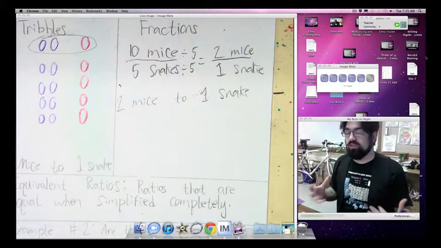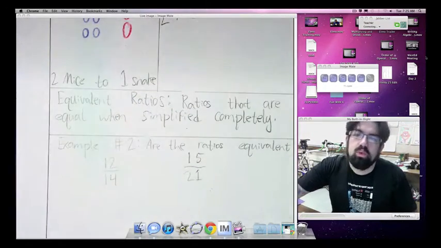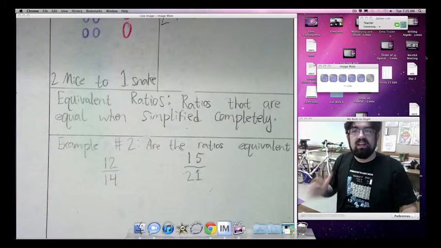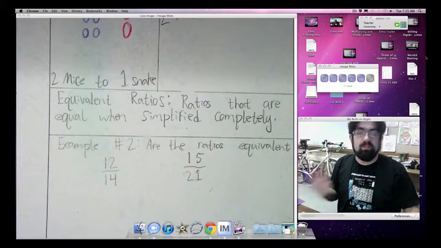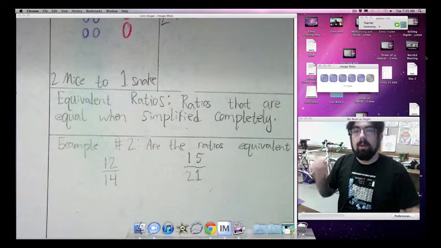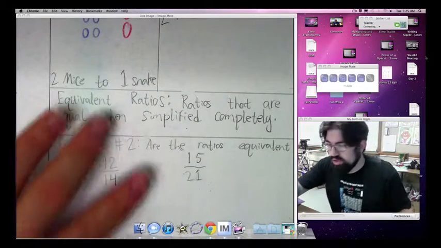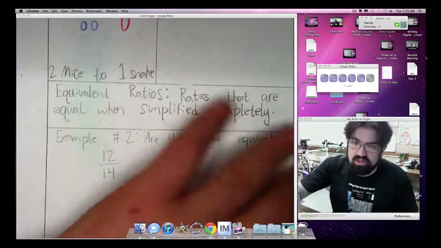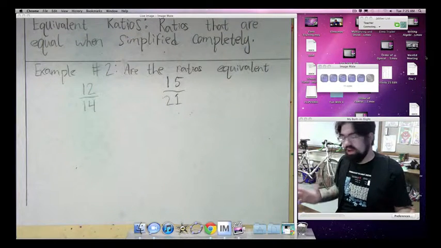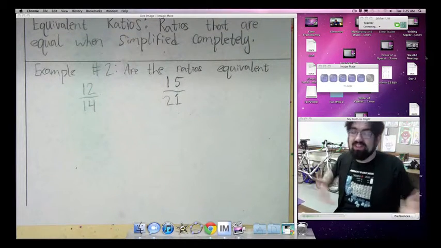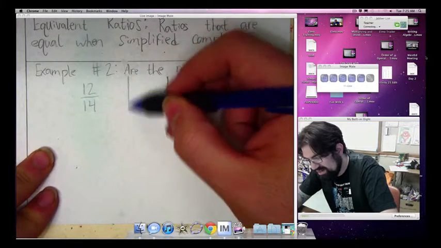There is one also last little vocab word that we need to talk about, and that is equivalent ratios. That is having ratios, like any number of ratios. It doesn't have to just be 1. It could be 2 of them. It could be more than 2. But when I simplify them completely, they have to be equal. So, like if I'm looking at the ratios in like example number 2, just flat out ask, are the ratios equivalent? Well, are they equivalent? I don't know. So what I do is I'm going to draw like a balance. I'm going to draw like a little line to separate these two.